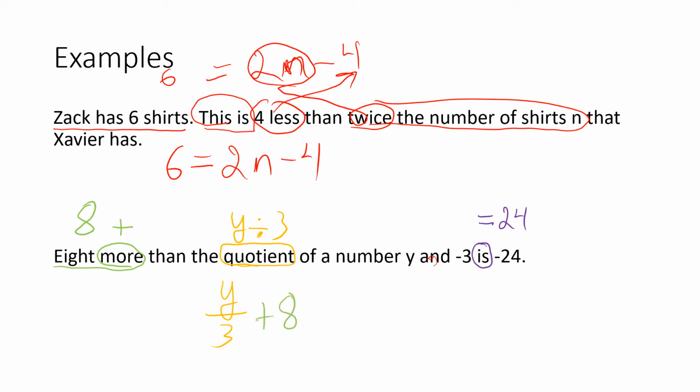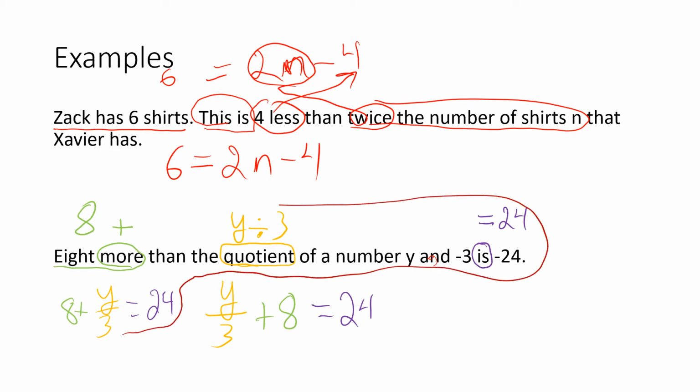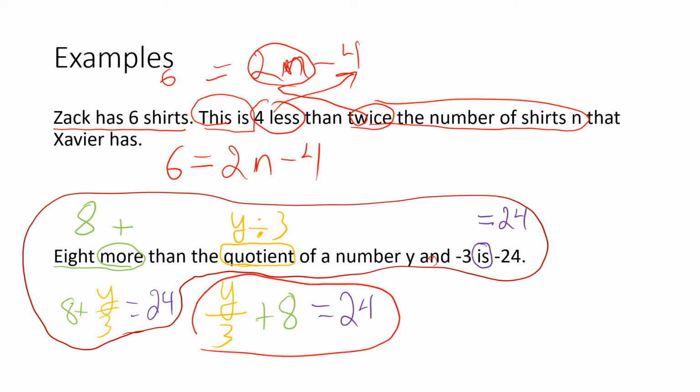Plus 8 equals 24. Since that is plus 8, we could also write it as we wrote it above, as 8 plus y over 3 equals 24. Both of those would be correct. This one here more closely matches how the sentence reads, but this one also works because we can add in any order that we want to.